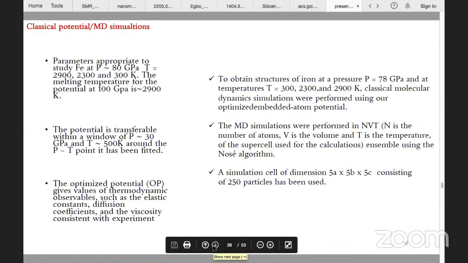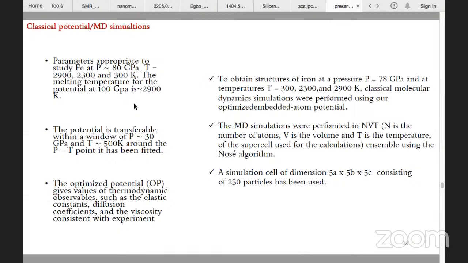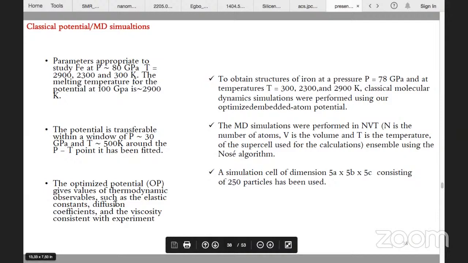So one thing about that classical potential: Liao is the name of the guy. Yes, one of the important things he has done is that the parameters of the classical potential are fitted to 80 GPa and at this temperature. Now that potential is transferable within this window of 30 GPa and 500 Kelvin, and he showed in that paper that this potential actually reproduces the lattice constant, diffusion coefficient, and viscosity that are consistent with the experiment.